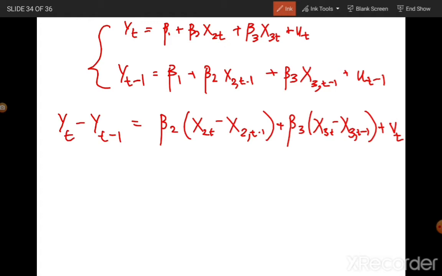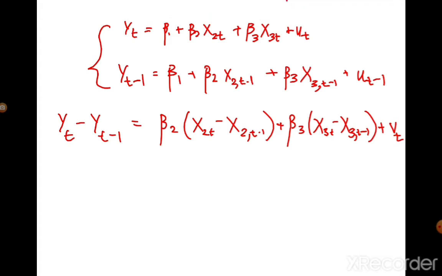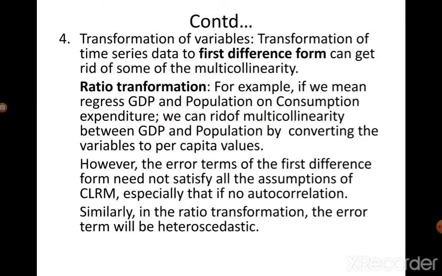So you're taking differences of successive values of the variables. This is one of the transformations that they talk about, commonly used in time series. Another transformation that they talk about is the ratio transformation. For example, if you are regressing, you're using the regression model to determine the consumption expenditure, and your explanatory variables are population and GDP.